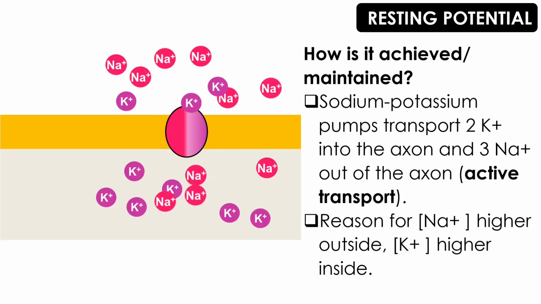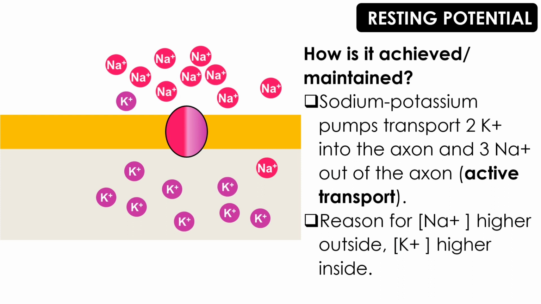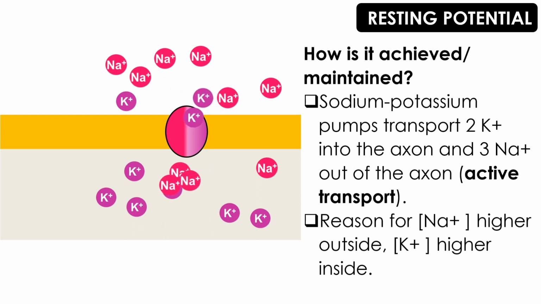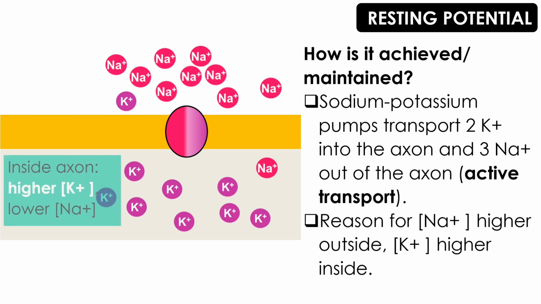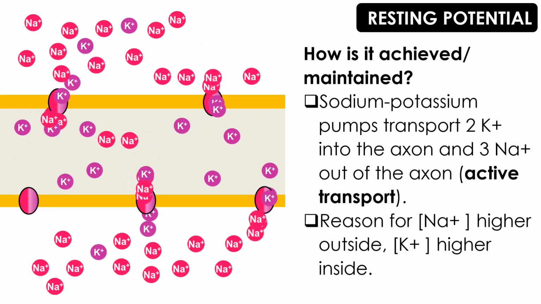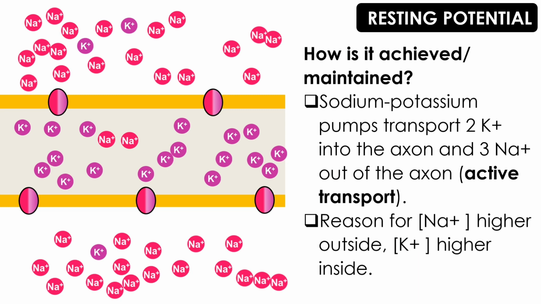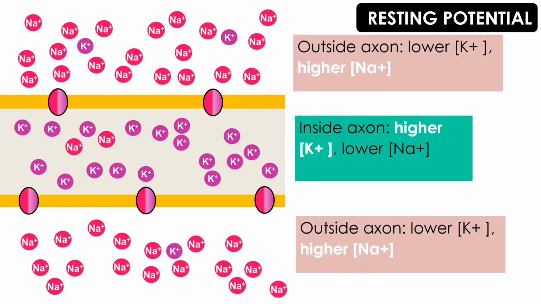Thus, it accumulates high concentration of sodium ions on the outside and high concentration of potassium ions on the inside of the axon. The activity of the sodium-potassium pump will create concentration gradient for each of the ions across the axon membrane. At this point, we have seen why at resting potential, the inside of the axon will be more negative while the outside of the axon will be more positive, as well as why the inside of the axon has higher concentration of potassium ions but the outside of the axon has higher concentration of sodium ions.